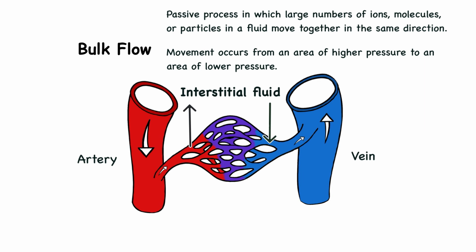So we have two big processes that are happening during bulk flow. We have filtration. And filtration is the pressure-driven movement from the capillaries into the interstitial fluid. So filtration is going to happen on the arterial side, where we're going to move things from the capillaries into the interstitial fluid, and then we're going to have reabsorption, where there's going to be a pressure-driven movement from the interstitial fluid back into the capillaries. There are two pressures that promote filtration, and then there are going to be two pressures that promote reabsorption.